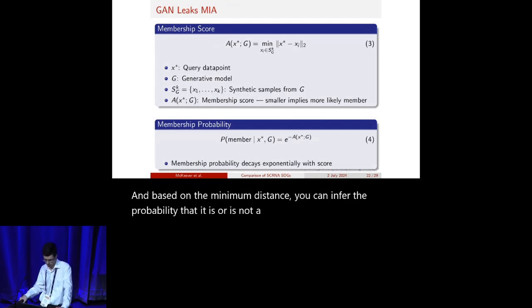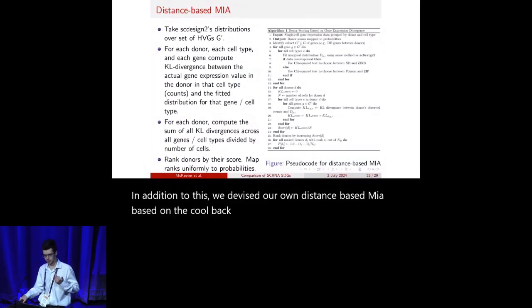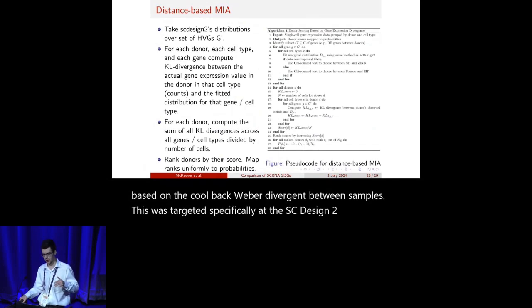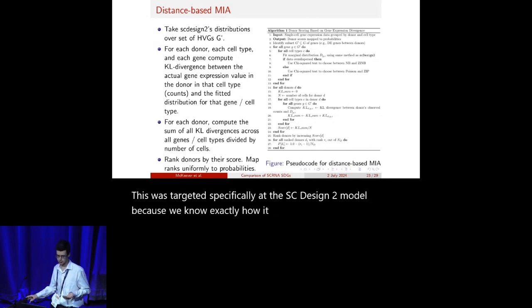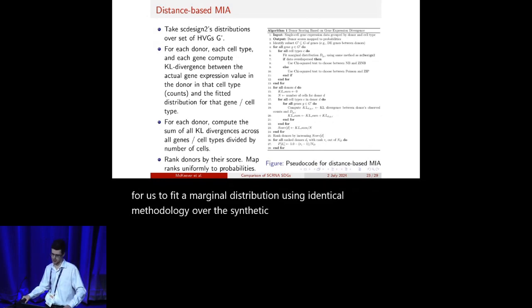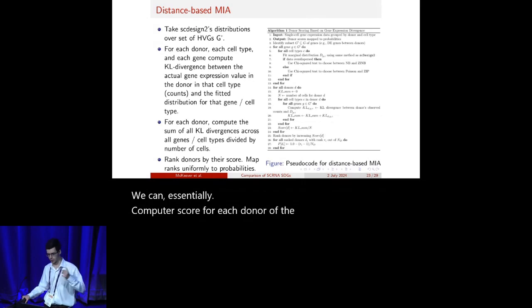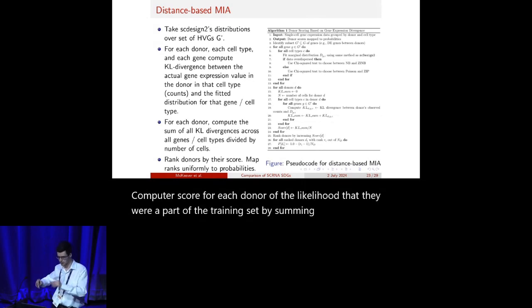In addition to this, we devised our own distance-based MIA based on the Kullback-Leibler divergence between samples. This was targeted specifically at the SC Design 2 model. Because we know exactly how it fits distributions, it's possible for us to fit a marginal distribution using identical methodology over the synthetic data. And by computing per gene, per donor, per cell type Kullback-Leibler divergences, we can essentially compute a score for each donor of the likelihood that they were a part of the training set by summing together these KL divergences.